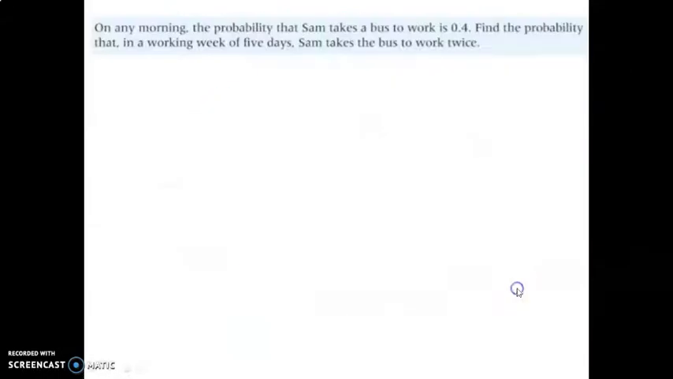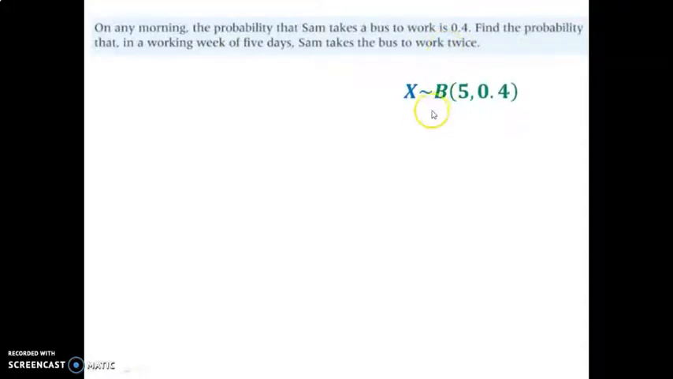So let's try some more. Here's another example. On any morning, the probability that Sam takes a bus to work is 0.4. So let's say that's our success. He took a bus, and there's a 0.4 chance he takes a bus. Find the probability that in a working week of 5 days, Sam takes the bus to work twice. So here we're doing 5 trials over 5 days, and we're trying to see what's the chance that he took the bus twice.